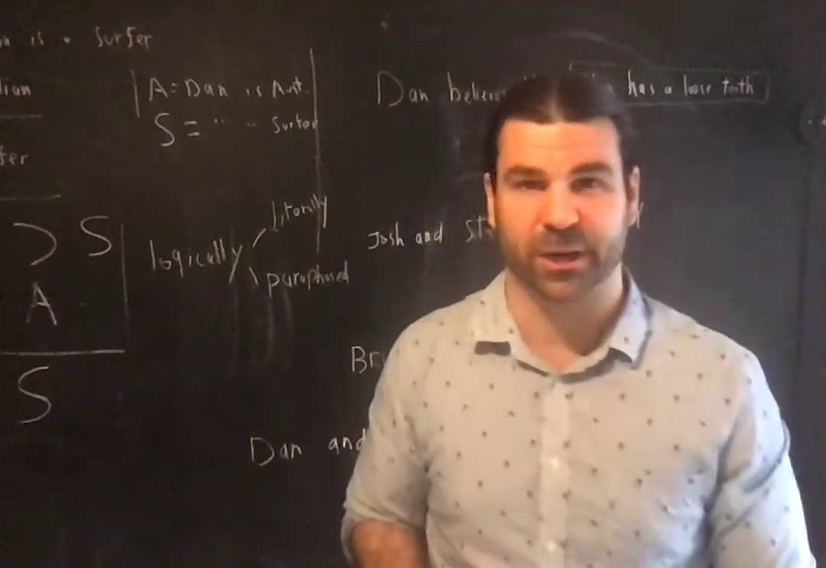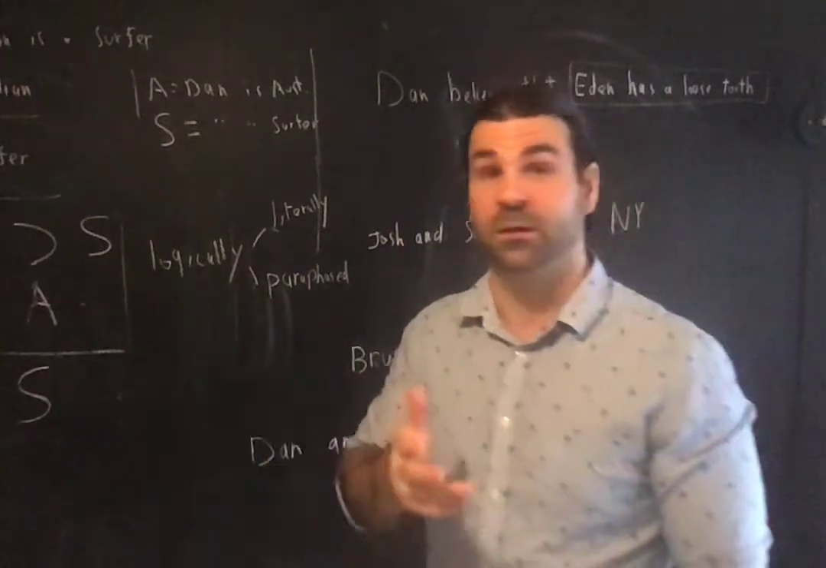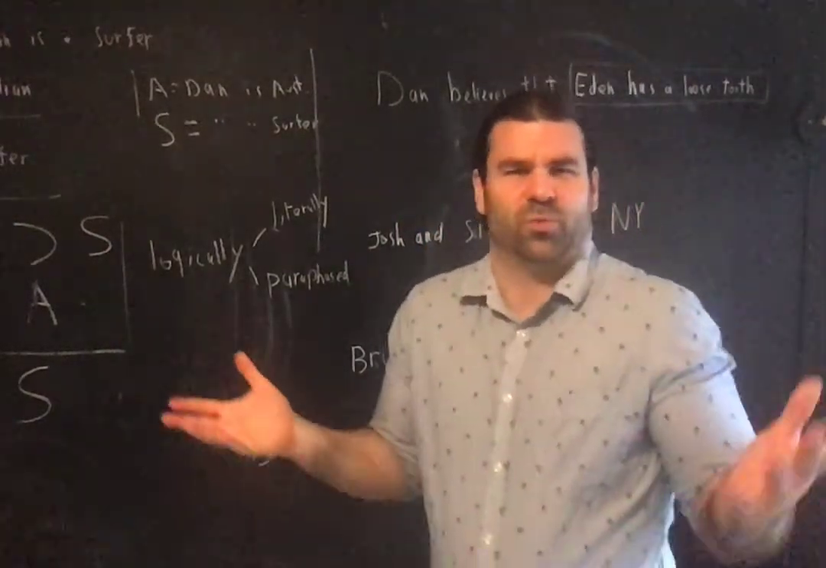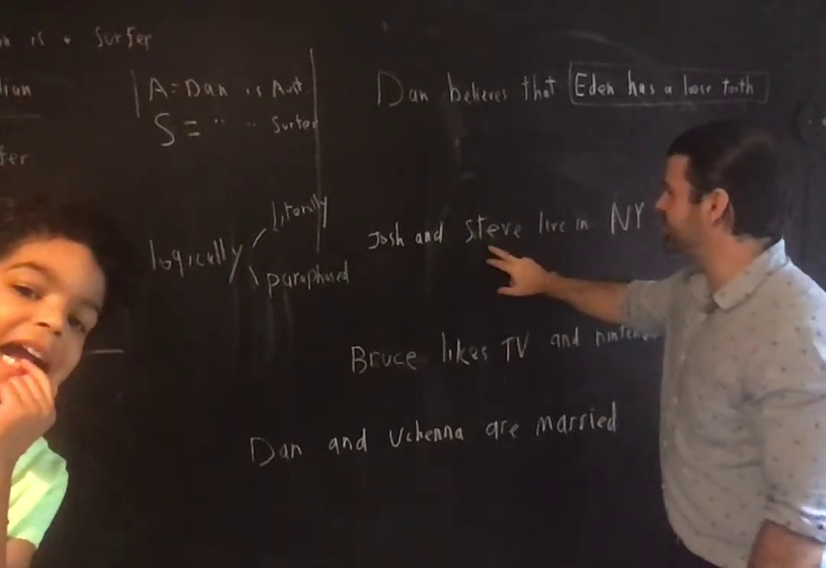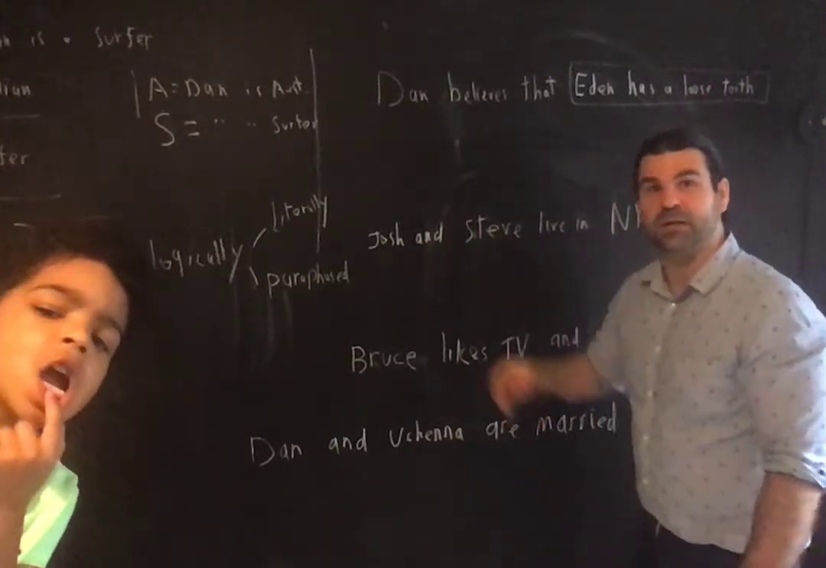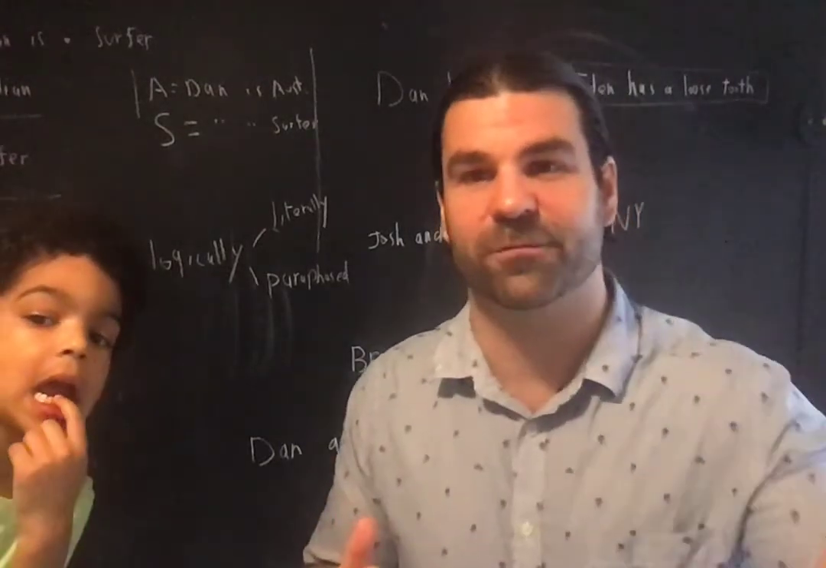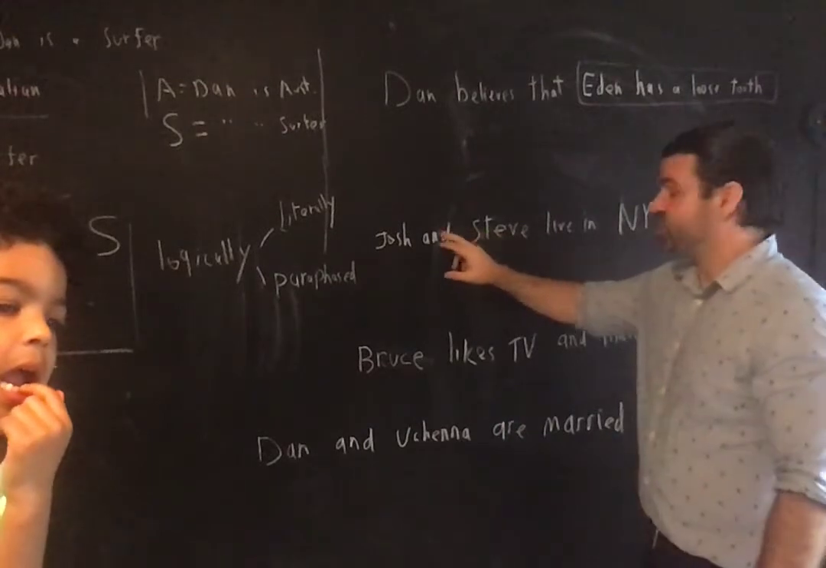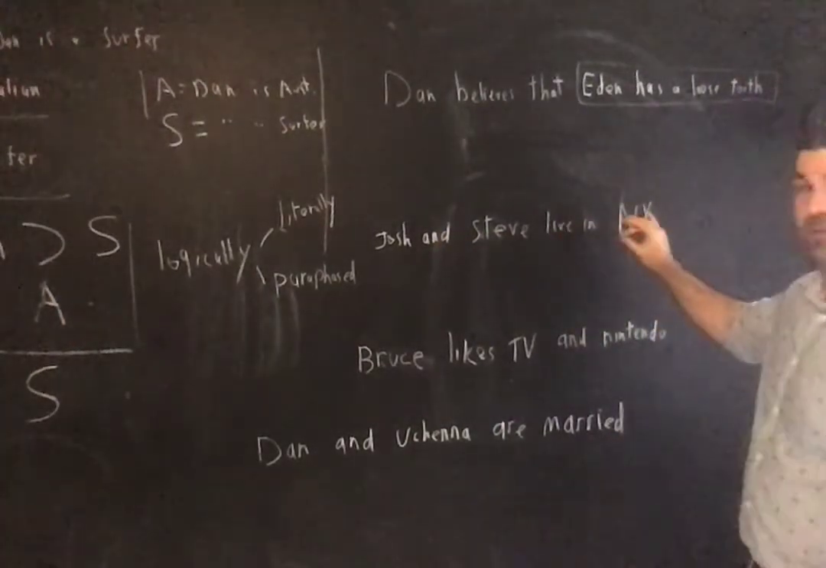It's meaningless, that's grammatical. Josh and 2 + 2 = 5. That's meaningless, right? That's not a sentence. Josh what? You've got a compound subject here. What this means, and here we're saying what the logical structure of this sentence is, is: Josh lives in New York and Steve lives in New York.